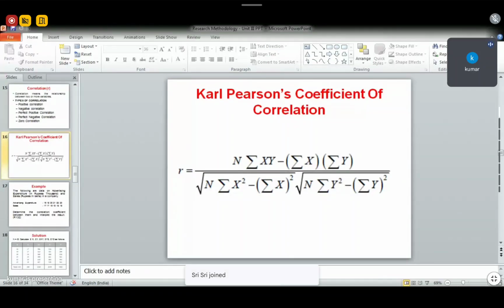And the value is 0.92. That is very near to perfect correlation 1. Therefore, we can conclude that the correlation between these two variables is a high degree of correlation. Therefore, there is high positive correlation between the variables advertisement expenditure and sales, which means, what do we infer from that? If you want to increase the sales, you can increase your advertisement expenditure because there is a high degree of positive correlation. When advertisement expenditure increases, automatically sales also will increase. That is what we infer from this problem.